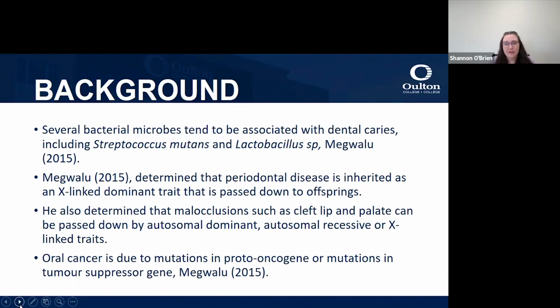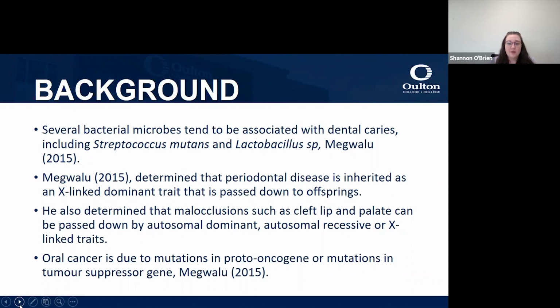All right, so we all know that dental caries is very common and a lot of people get it throughout their lifespan. We found that several bacteria tend to be associated with dental caries, including Streptococcus mutans and Lactobacillus species, that Meg Wall found. He also determined that periodontal disease is inherited as an X-linked dominant trait that is passed down to offspring. And as we all know, periodontal disease is the destruction of bone around the surrounding teeth.